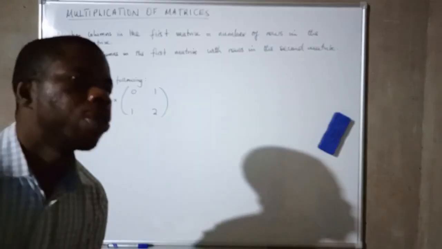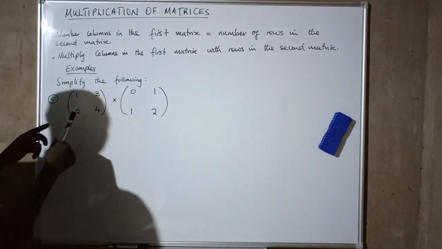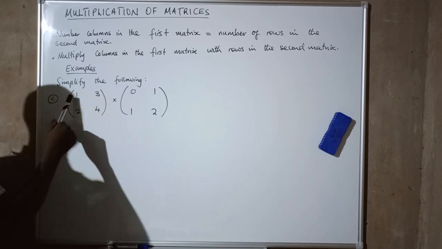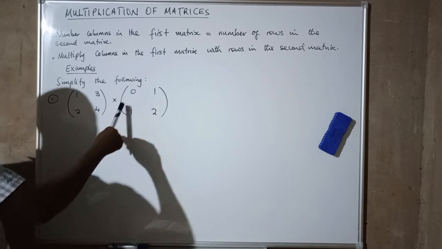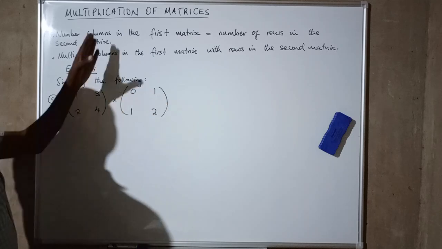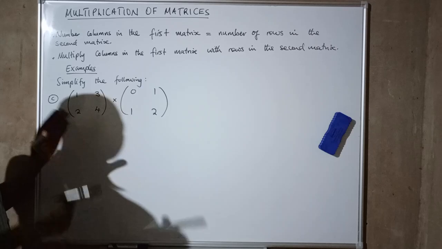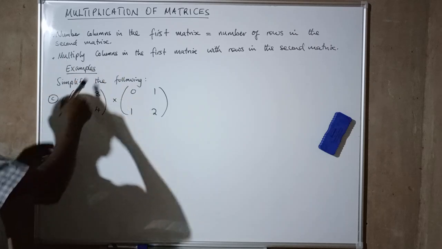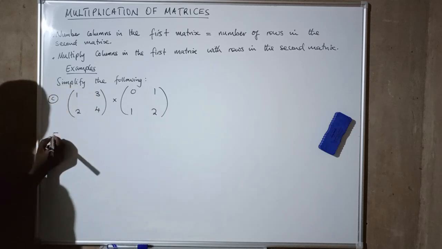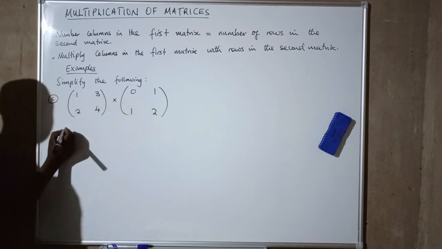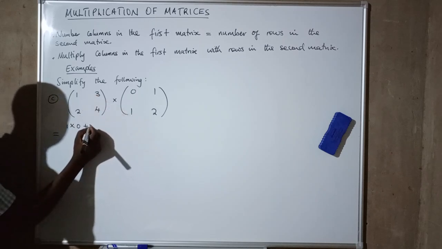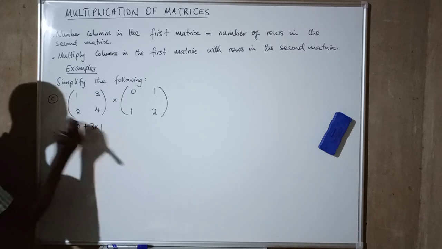So again, we have to check. For us to be able to multiply these two matrices, we must ensure that the number of columns in the first matrix is equal to the number of rows in the second. So here we have columns 1, 2, here we have rows 1, 2. So since this first condition has been satisfied, then we can now multiply the columns with the rows. So it will be like this. So say equals, so say 1 times 0, then plus 3 times 1, 3 times 1. We are done.